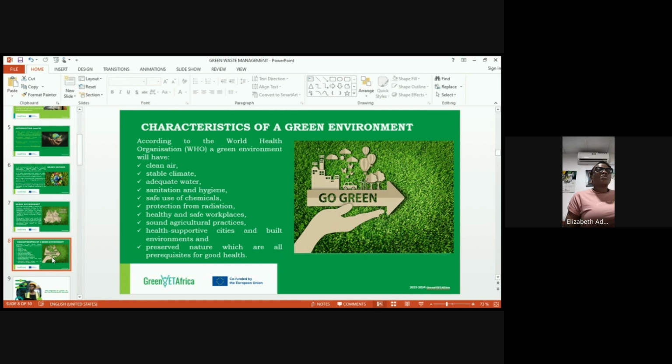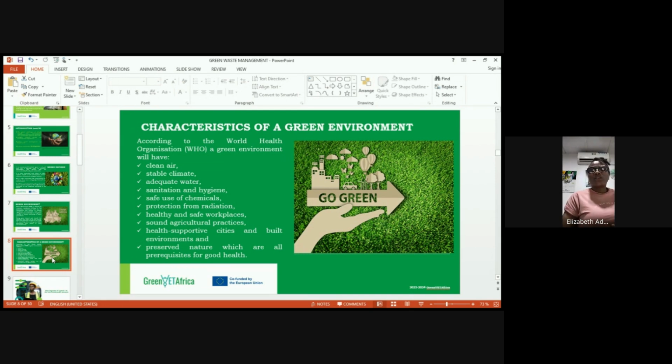All right, so what are the characteristics of a green environment? According to the World Health Organization, a green environment has clean air, stable climate, adequate water, sanitation and hygiene, safe use of chemicals, protection from radiation, healthy and safe workplaces, sound agricultural practices, earth supportive cities and built environments, and preserved nature, which are all prerequisites for good health.